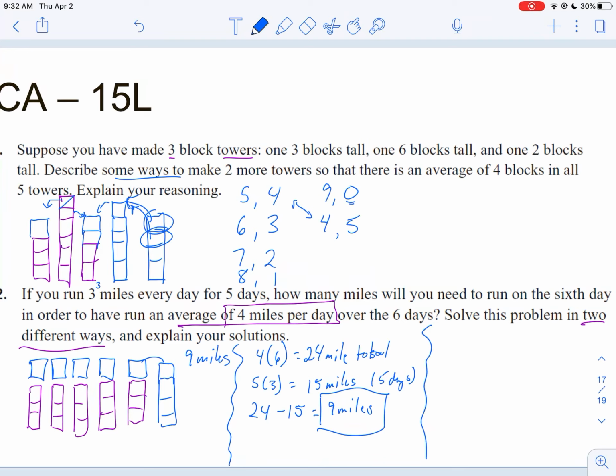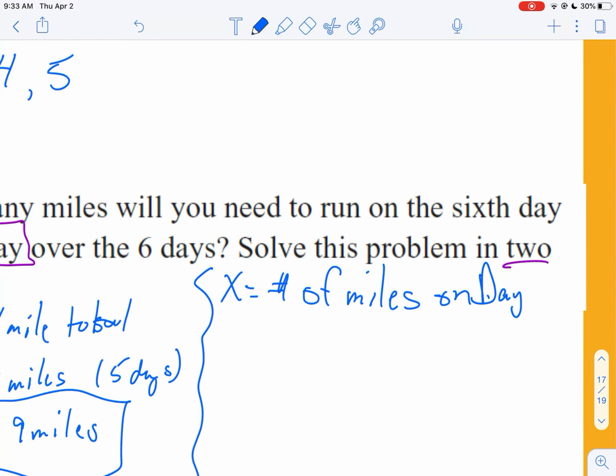And a third way I'll show you is more algebraic. If x equals the number of miles on day 6, this is really messy there, then we can take x plus 3 miles a day times 5 days. That will give me the total miles there. And then I need to take that and divide by 6 days, and I want that to equal 4 miles per day. So here we go.